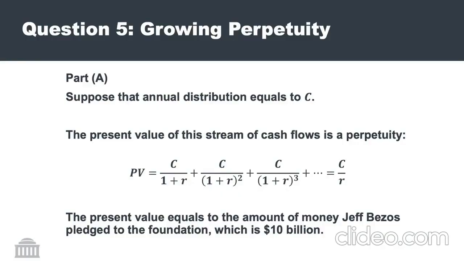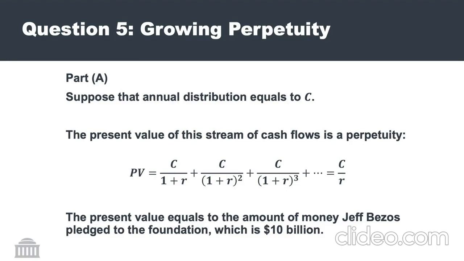Now, the first question is asking us, if Bezos Foundation wants to be able to distribute funds in perpetuity, and if they plan to distribute the same dollar amount each year, what will be the annual distribution amount? Now, we will assume that the first distribution happens in exactly 1 year from now. Notice that the distribution stream from the foundation represents perpetuity. Suppose that the annual distribution equals C dollars.